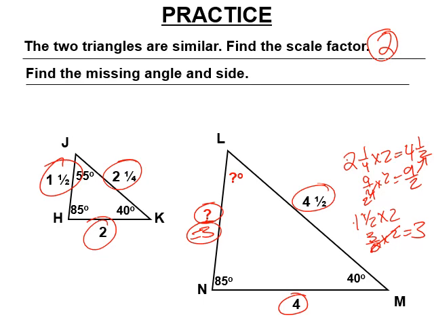And then, oh, I made this really easy. Gave you the 3 angles inside the first one. Well, the angle has to be the same, right? So this has to be 55 degrees. We found the missing angle and the missing side.